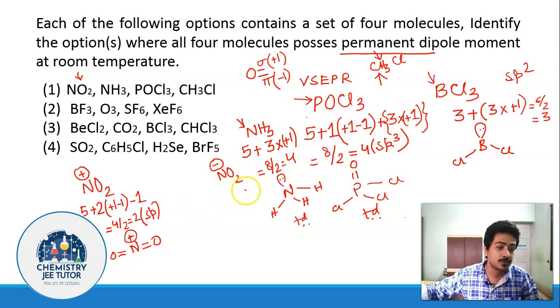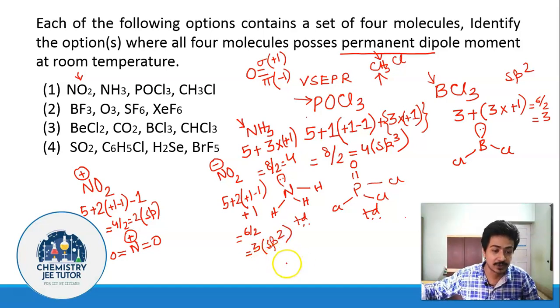In case of NO2 minus, what happens? The central nitrogen is going to contribute again 5. So 2 for 2 oxygen atoms, plus 1 for the sigma bond, minus 1 for the pi bond. We have to account for the negative charge. So 6 by 2 is 3. 3 is sp2 hybridized. So since this is sp2 hybridized, we are going to get a planar trigonal structure. And the structure is going to look somewhat like this.